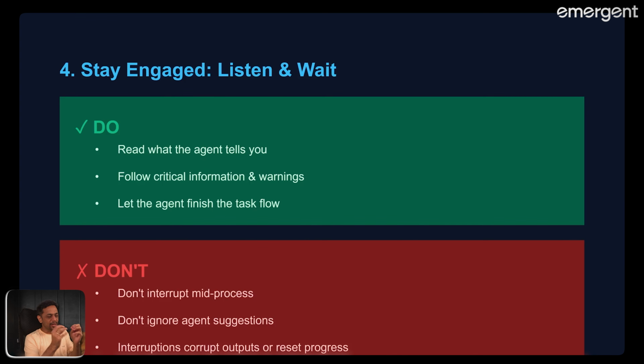Please do not ignore agent suggestions, because it understands what might happen. Critical information or warnings, we can read them once, and if there is anything that we need to take care of, let's take care of it even before proceeding further. Errors are the most important things. We should never ignore errors if any errors are shown.